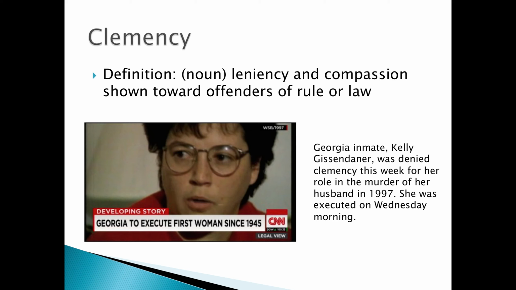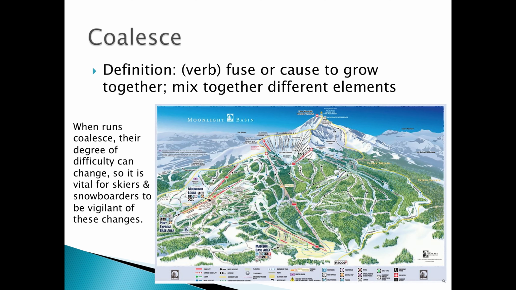And there's an example from this last week. Once the Pope was in town, there was a Georgia inmate who was denied clemency for her role in the murder, or in the role she played in her husband's murder. And she was on death row, and she was the first woman to be executed in quite some time in Georgia's history, and she was executed on Wednesday morning.